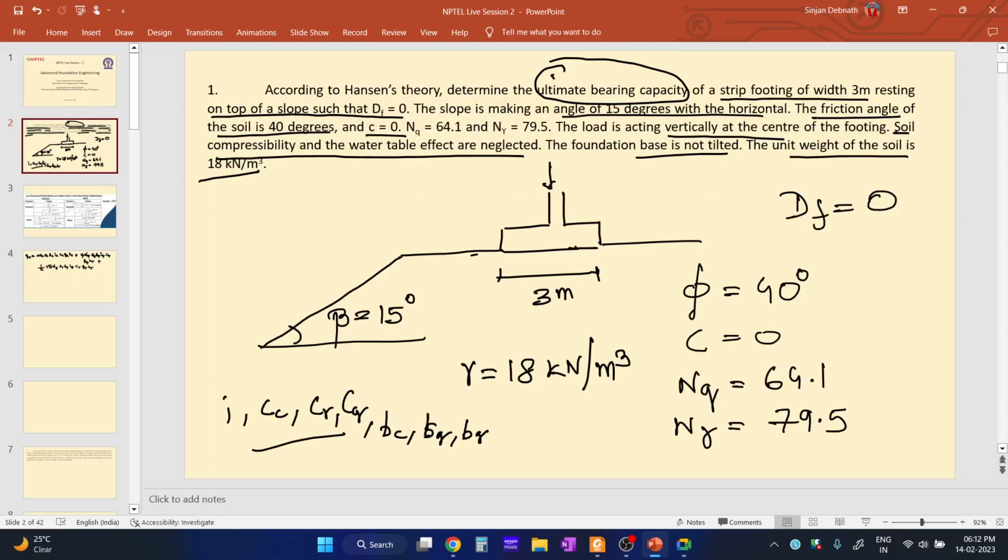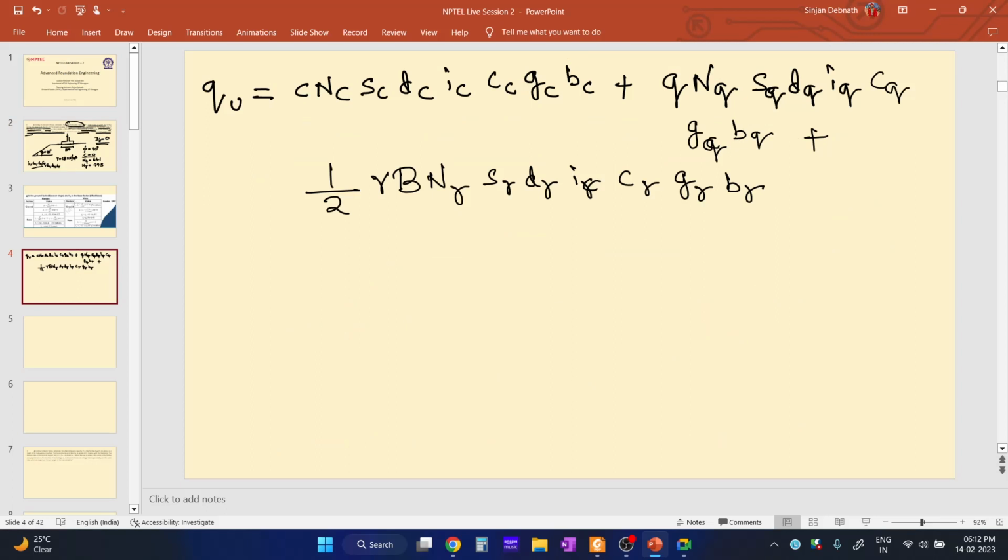The footing is resting on top of a slope, that means Df is equal to 0, and also it is a completely cohesionless soil, that means c is equal to 0. So the first part will be 0 since c is equal to 0. And q means gamma into Df, and Df is equal to 0, so this part will also be 0. So the ultimate bearing capacity will only be the third part.